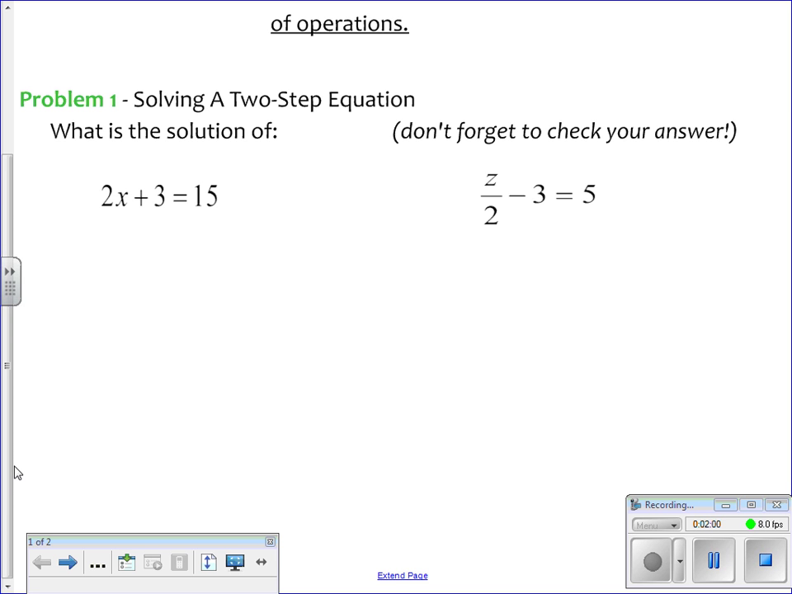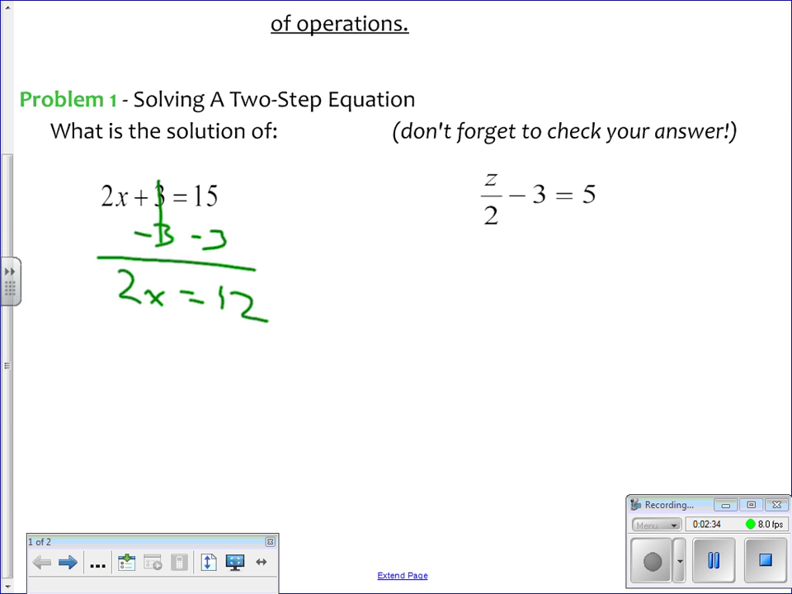So my first step is to subtract 3 from both sides. The 2x does not change, because I can only do anything to the 2x if I'm multiplying or dividing. It's just the 3 I'm getting rid of. So the plus 3 and the minus 3 cancel each other out, and I get equals 15 minus 3, which is 12.